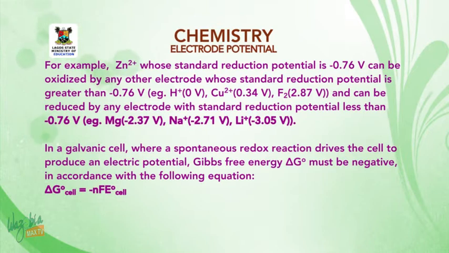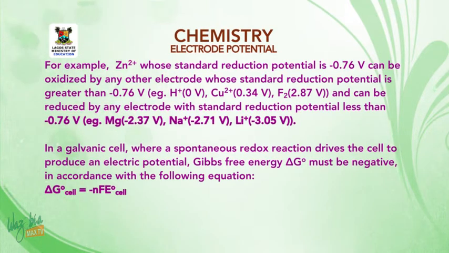Zinc ion, whose standard reduction potential is minus 0.76 volts, can be oxidized by any other electrode whose standard reduction potential is greater than minus 0.76 volts. E.g., hydrogen ion, 0 volts, copper 2 plus, which is plus 0.34 volts, and F2, which is 2.87 volts. All of these have a higher potential than zinc. And it can also be reduced by any electrode with standard reduction potential less than minus 0.76 volts. For example, magnesium, minus 2.37 volts, sodium, minus 2.7 volts, and lithium, minus 3.05 volts.